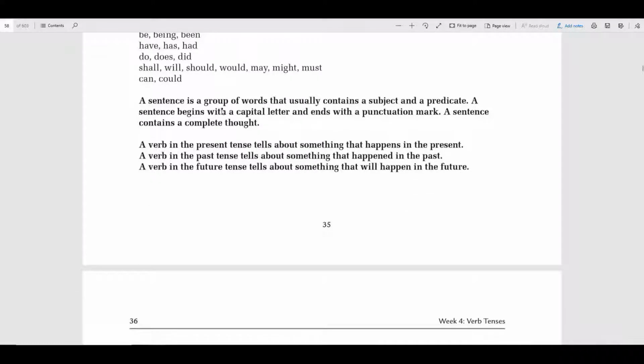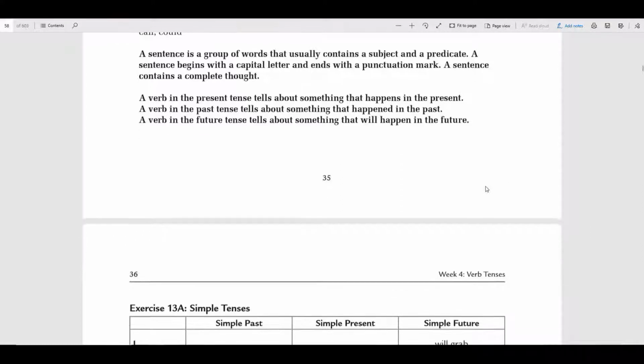A sentence is a group of words that usually contains a subject and a predicate. A sentence begins with a capital letter, ends with a punctuation mark, and contains a complete thought. A verb in the present tense tells about something that happens in the present. That's now. Past tense tells something happened in the past. Future tense tells something happens in the future. So present, past, and future are the tenses in which a verb can be.